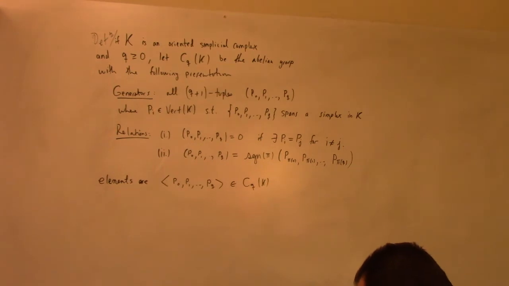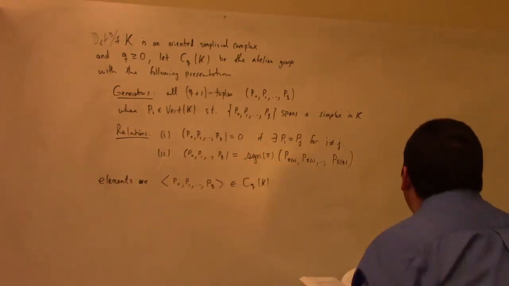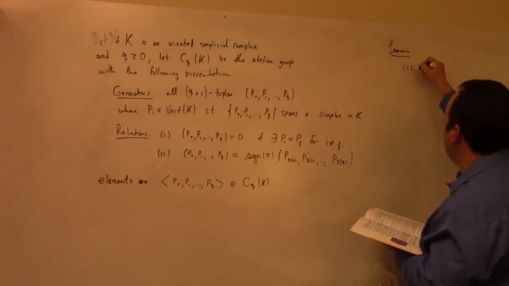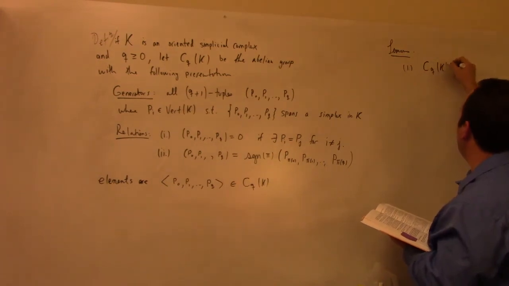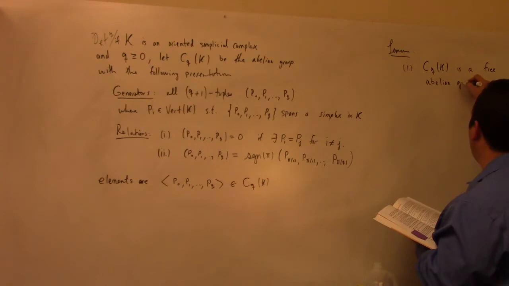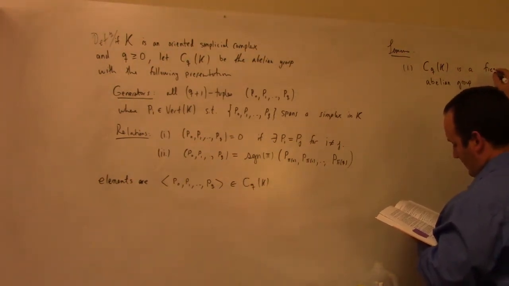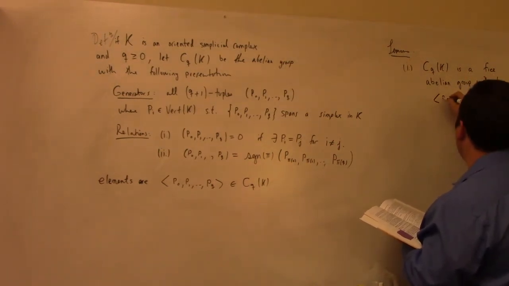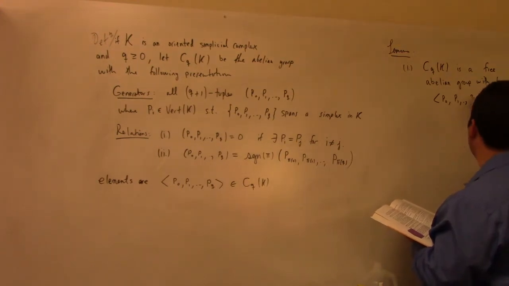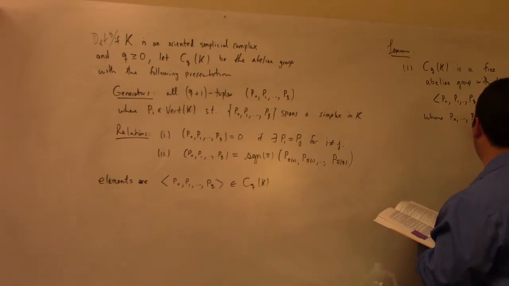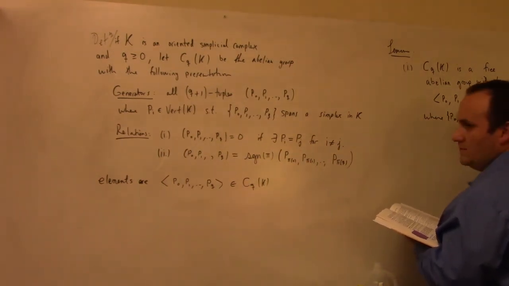So what do we get then? C_q(K) is a free abelian group. What's the basis? The basis is [p_0, p_1, ..., p_q], where p_0, ..., p_q spans a simplex.